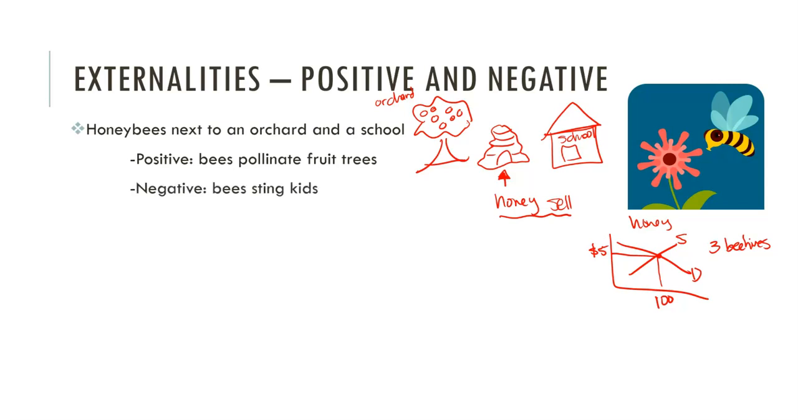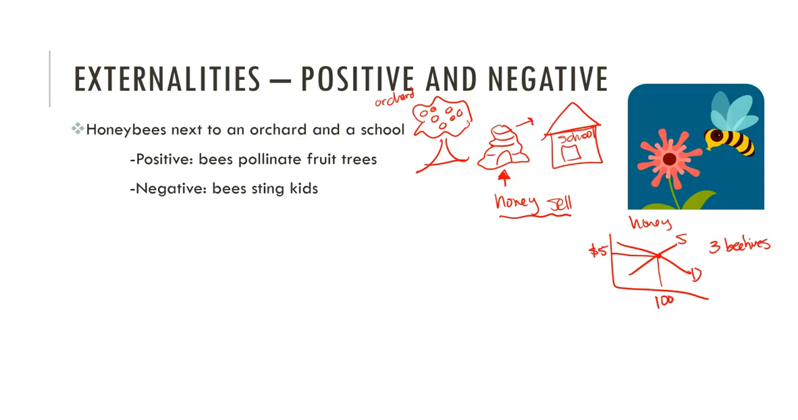The negative externality is that the bees are also going over to the school and stinging the kids. So the kids are getting bee stings. This is negative. They're not being paid for the honey, so it's not to their benefit, right? The guy who owns the beehive probably also gets some bee stings, but he factors that into whether he wants to produce this or not, right? That's part of his own cost. The kids getting stung is not part of it.